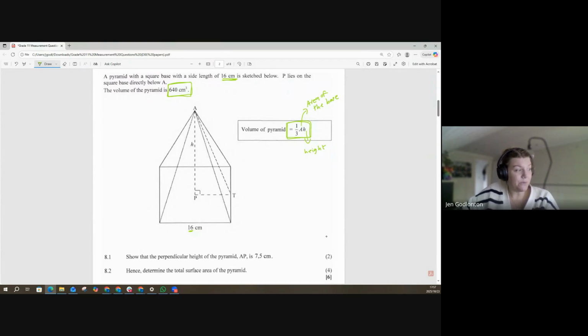But for 8.1, they've asked you to show that the perpendicular height of the pyramid AP is 7.5 centimeters. So that is what we are trying to show. And it's only for 2 marks. So generally, if it's 2 marks, it's not going to be something too hectic. I would start by thinking, since they've given you the volume, can we work backwards that way? That's how I would think about it first.